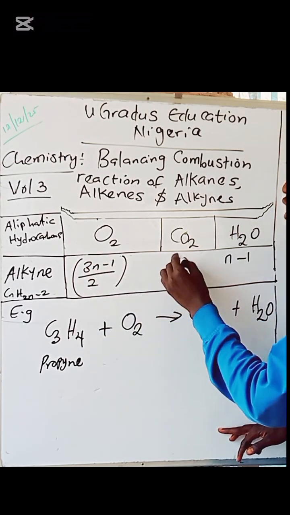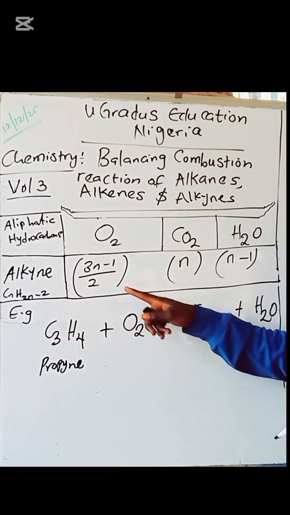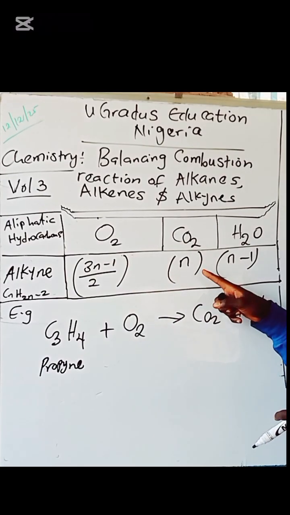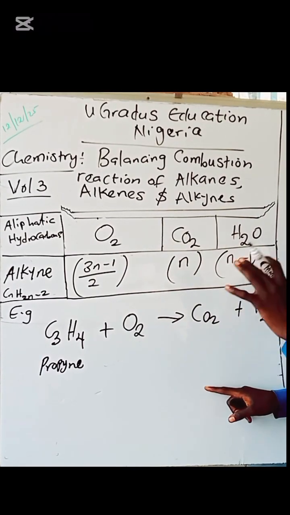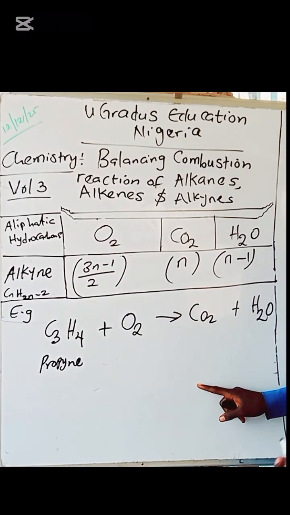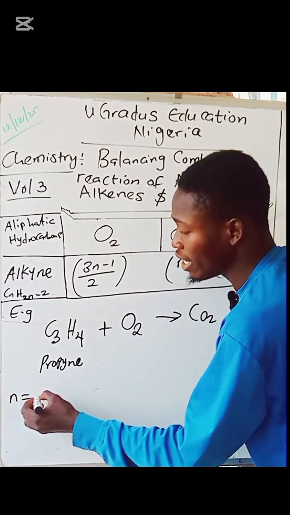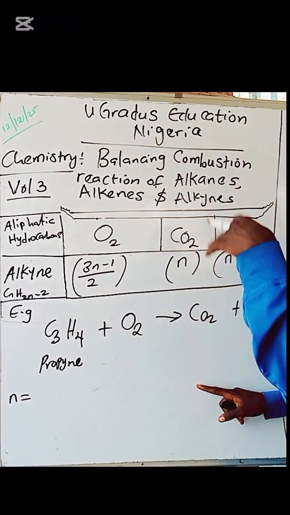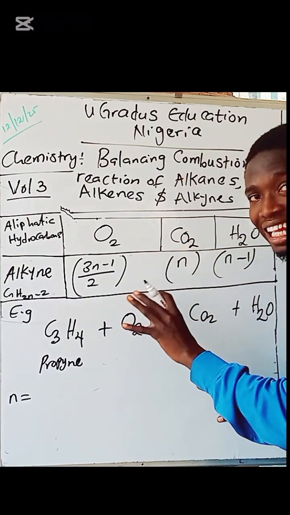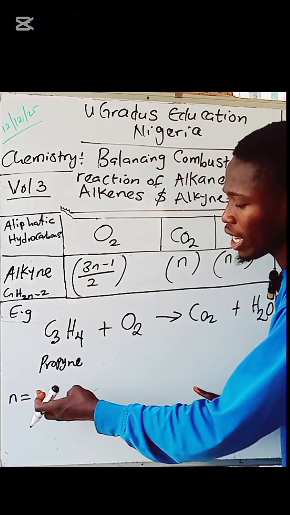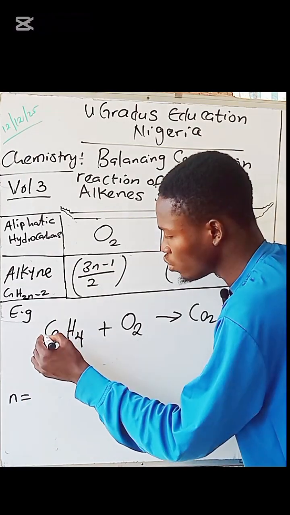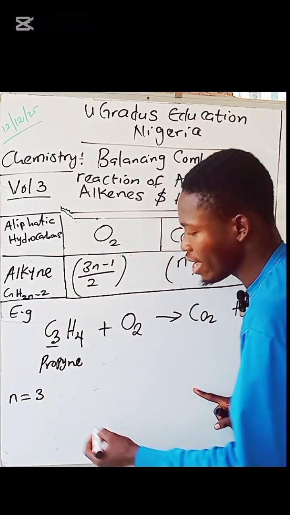Don't forget these formulas. To get the coefficient of oxygen, you need 3n minus 1 over 2. To balance for CO2, n. To balance for water, n minus 1. So the only thing we need to get here is our n. What's our n? I always said it, and I'm saying it again now: go and watch my previous videos for alkenes and alkanes. This one is an alkyne. The number of carbon here is our n. So if you want to get n, just go to the carbon given to you. The carbon here is 3, so your n here is 3.